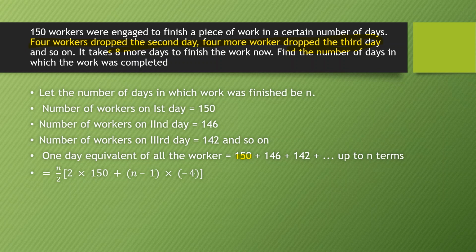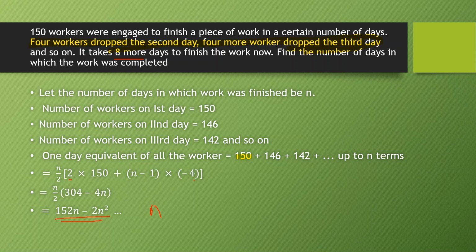I'll solve this. What will I get? This 2 and this 2 I can cancel easily with this 2. So see, n by 2, 300 minus 4n plus 4. Simplify करो इसको तो हो जाएगा 152n minus 2n square. So this much amount of work is done in n days by that scenario of workers, that is 150 plus 146 and so on. अगर ये n days ले रहे हैं तो first scenario will take 8 less days because second वाला is taking 8 more.